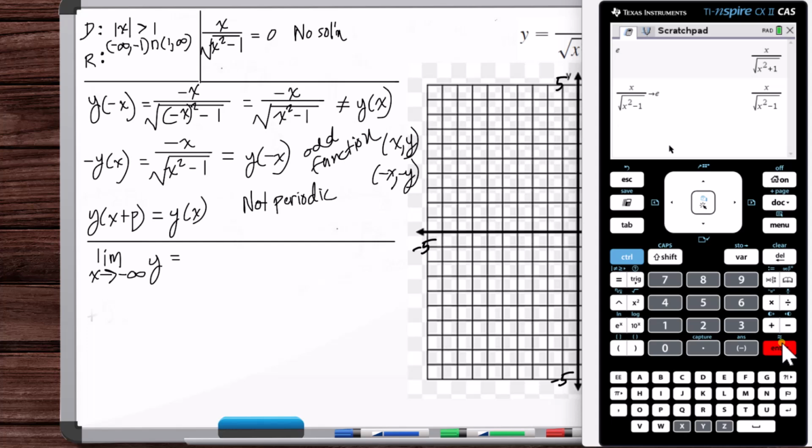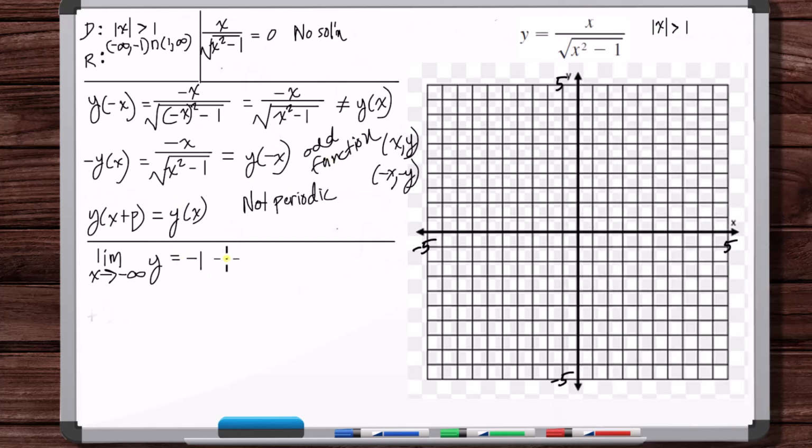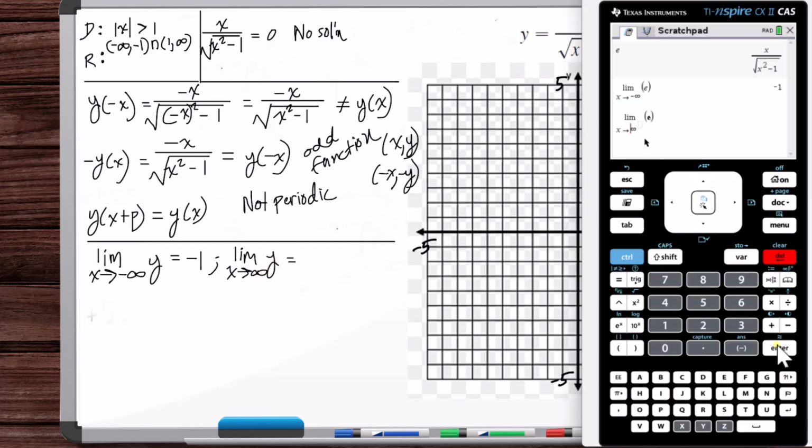Store this as e. Okay, so that's the function. Now let's take the limit as x approaches negative infinity of e. Okay, it's minus 1. All right. Now let's take the limit as x approaches positive infinity. Okay. That's positive 1.